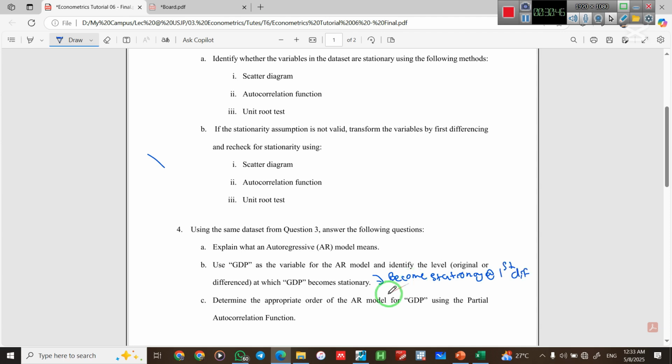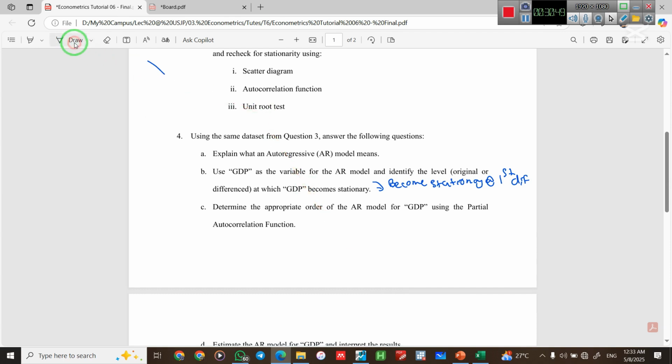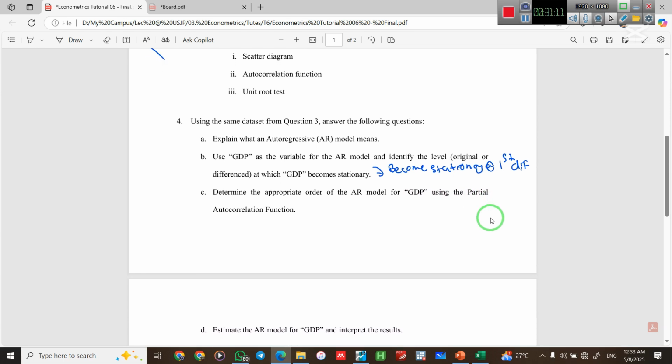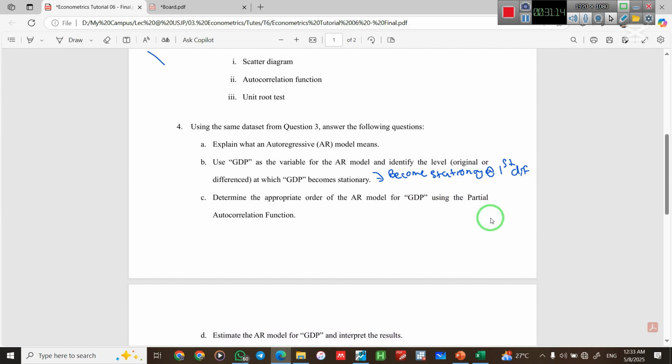Right. So now we are moving to part C. Part C asks: determine the appropriate order of the AR model for GDP using the partial autocorrelation function. In your lecture you have learned how to identify the number of AR terms in an AR model using a partial autocorrelation function, right? So now we are going to identify how many AR terms are included in the model using the partial autocorrelation function.